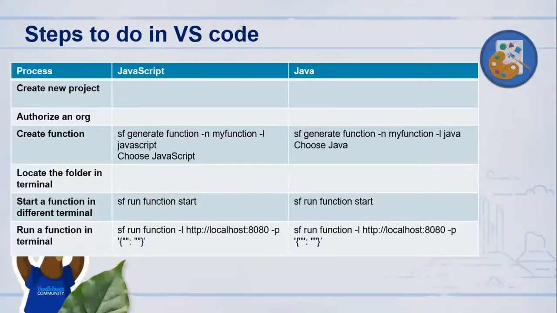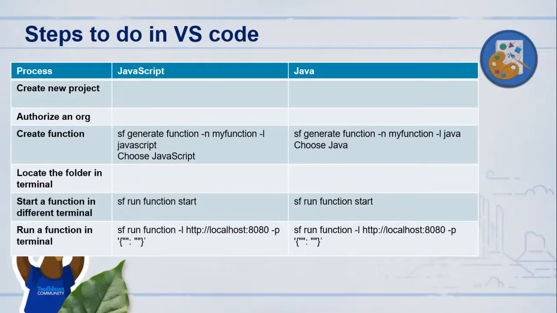Before we show the demo, here we listed the steps we are going to do to achieve a Salesforce function. Whoever is familiar with Visual Studio knows that first we need to create a new project. We use Control-Shift-P, which will open the command palette. There you give the SFDX create new project command. Once it's done, you should authorize your org, whether it is a production org or developer edition. It will ask you to authorize your org, and once you give a username and password, it will be successfully authorized.